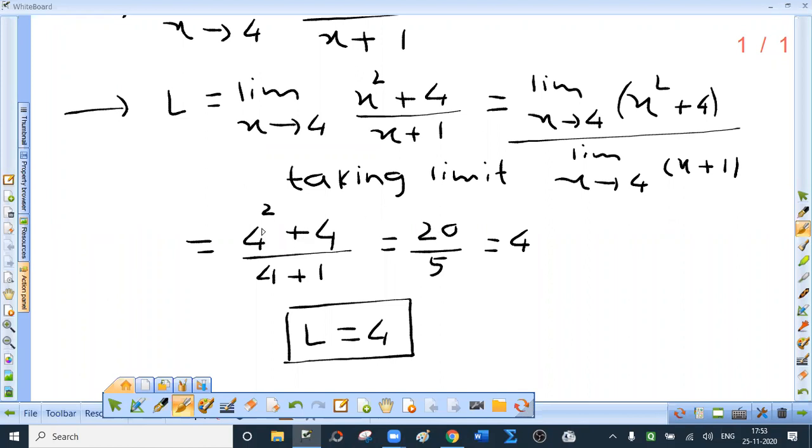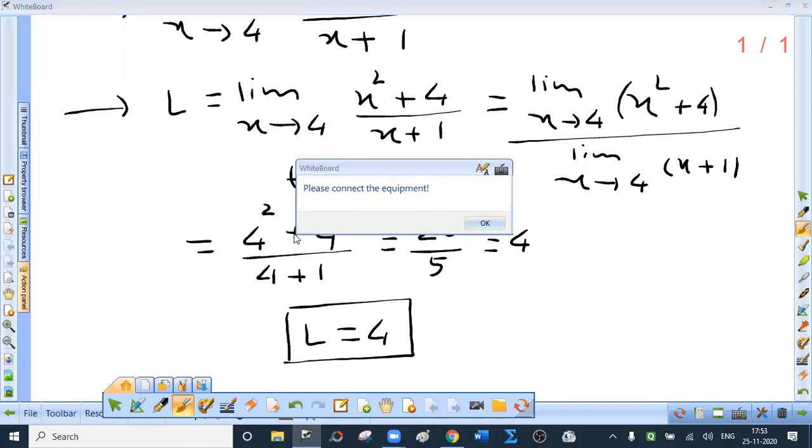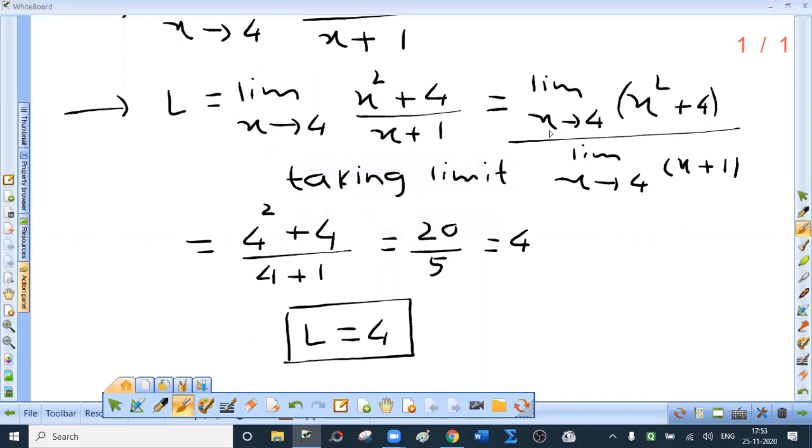So 4 square, which is 16, limit of constant is constant, upon 4 plus 1. So 20 upon 5, that is 4, is the value of the limit. Now many students ask me, sir, you are saying x is not 4, but you are putting x equal to 4 only. Yes, I still say x is not 4, x only tends to 4. But when I write 4, have I written x? No. This means I have evaluated the limit.